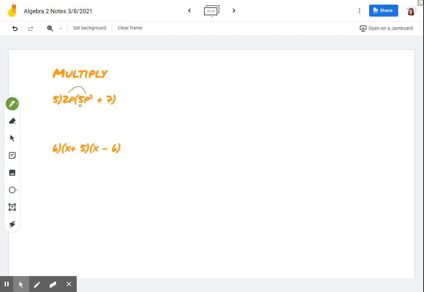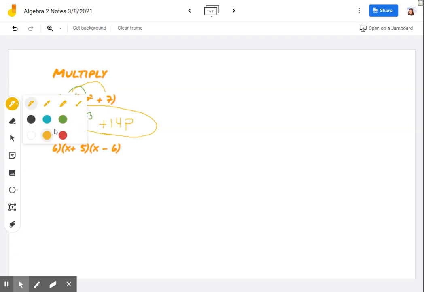So 2p times 5p squared is 10p cubed. That's why we went over exponent rules the other day. Whenever we're multiplying like bases, we're going to keep that base of p, and we're going to add our exponents together. There's a little invisible 1 here. 1 plus 2 is where the 3 comes from. Now we also need to distribute our 2p to the 7. So 2p times 7 is 14p. And that's our final answer.